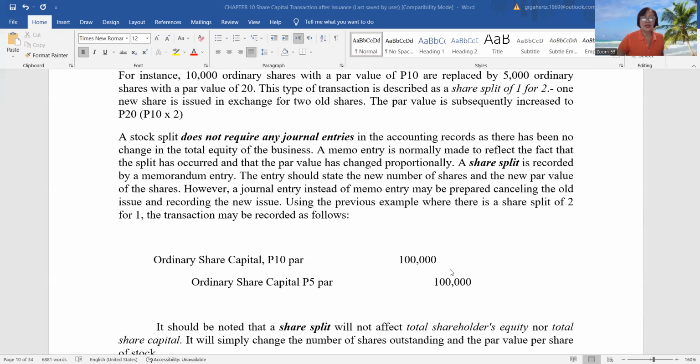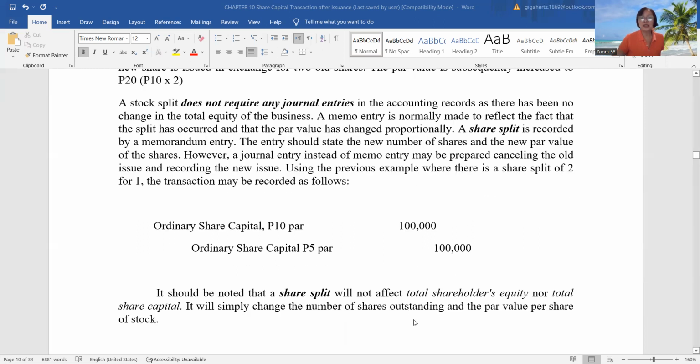Okay? It should be noted that the share split will not affect total shareholders' equity nor total share capital. It will simply change the number of shares outstanding and the par value share of stock. So, walang epekto sa contributed capital at sa total stockholders' equity. Ang purpose lang nito, marketing actually. Gusto mong ma-market agad yung shares of stock mo, or gusto mong gumanda yung itsura niya. You either decide on a split up or a split down.